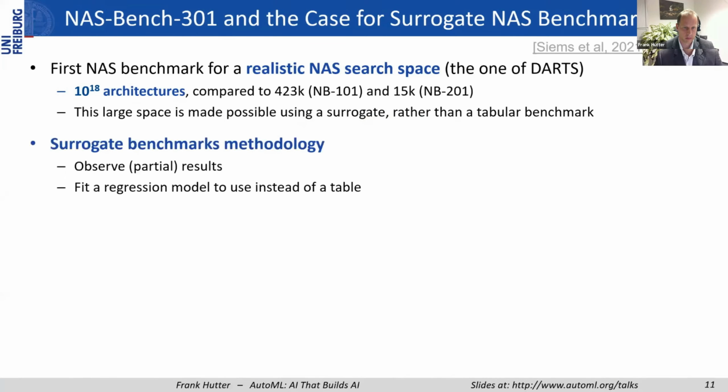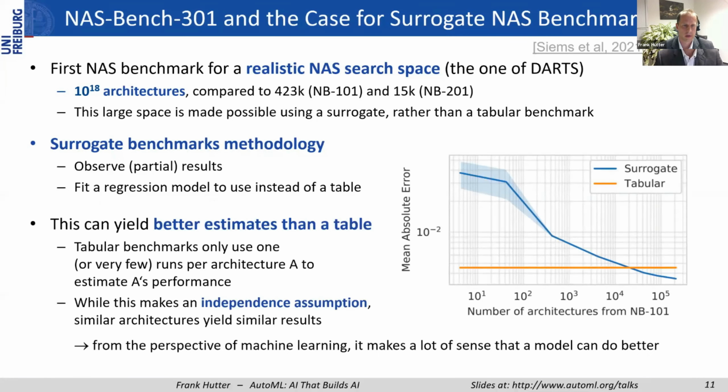Now, this goes as follows. We observe results for some architectures, in our case actually 50,000, and then we fit a regression model to use instead of a table. So instead of querying a table, we query the regression model. And lo and behold, this can actually yield better estimates than a table. The reason for that is that tabular benchmarks typically only use one or very few runs for an architecture to estimate its performance, and do not take into account that similar architectures actually yield similar results. So it makes an independence assumption that is actually quite wasteful. It throws away information. And from the perspective of machine learning, it makes a lot of sense that a model that takes into account the performance of neighboring architectures can do a lot better.